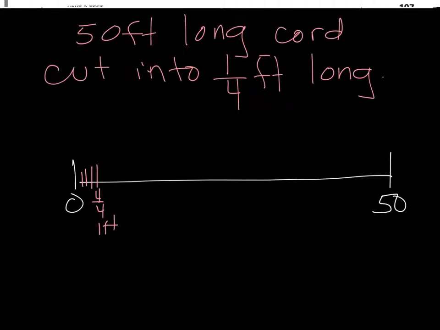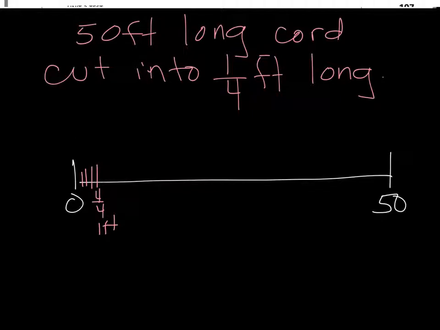And my first foot, how many equal pieces of 1/4 foot long cord could I get by just cutting 1 foot of rope? You can see that I have 1, 2, 3, and 4 equal pieces. So for 1 foot, I'm going to get 4 1/4 foot long pieces of rope. So for every foot that I have, I'm going to cut each of them into 1/4 foot long pieces of rope.